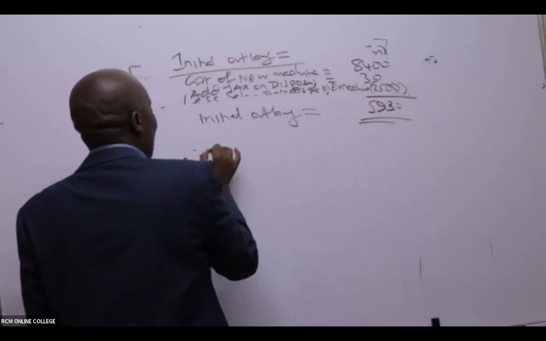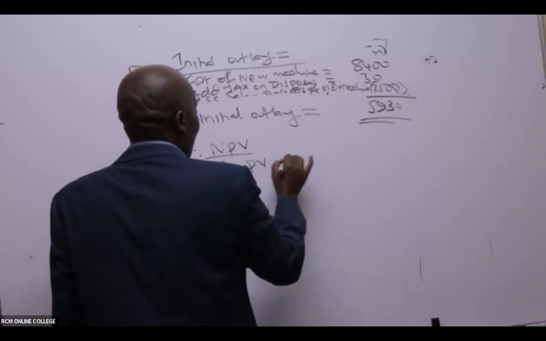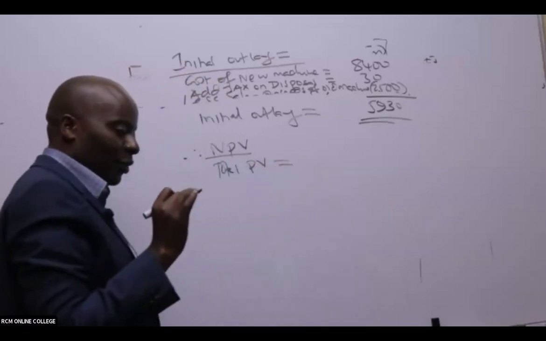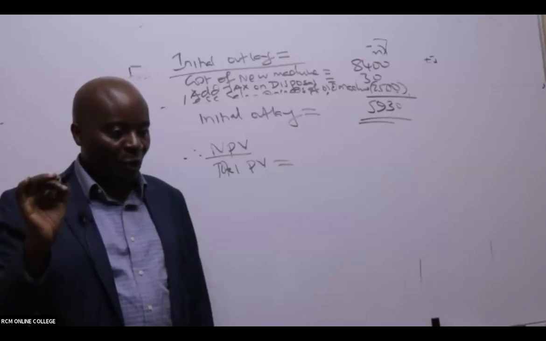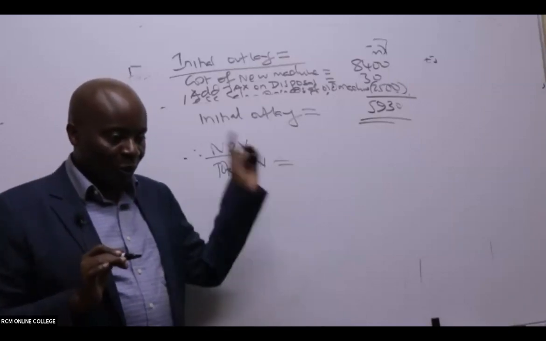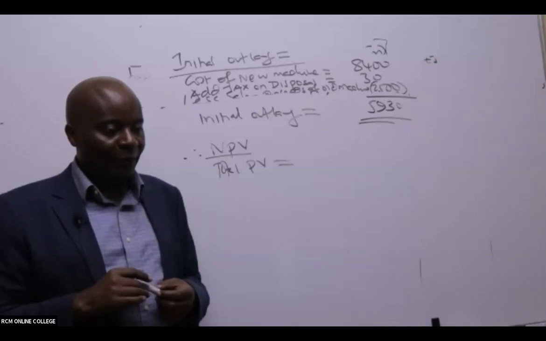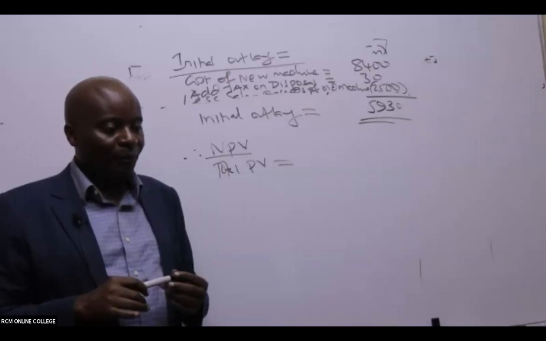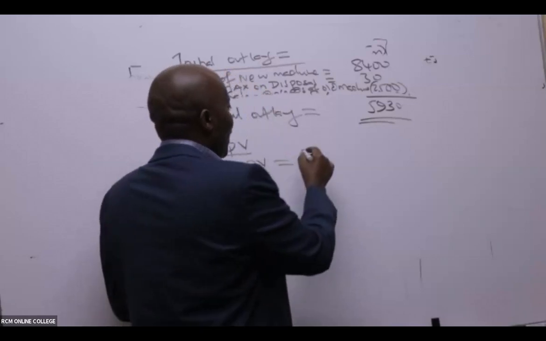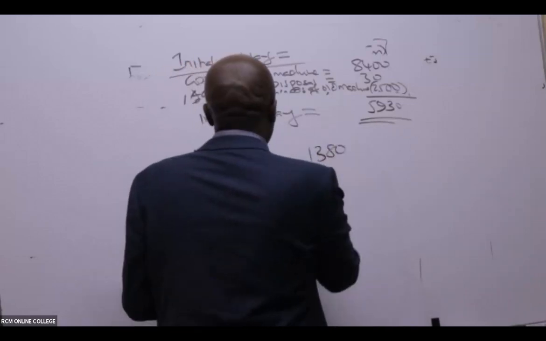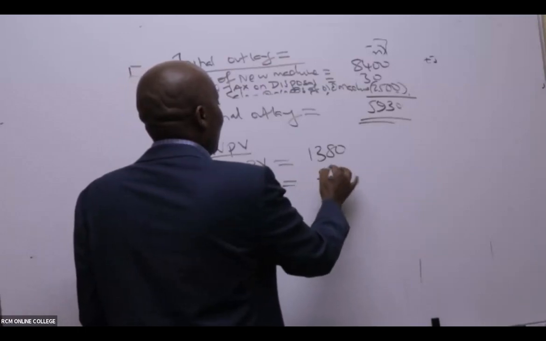You guys already have this. I know you already have the total present value. Is there somebody who can remind me what the total present value was? We had computed it earlier up there. Total present value, 1380, and then we less initial outlay, which is 1,500.